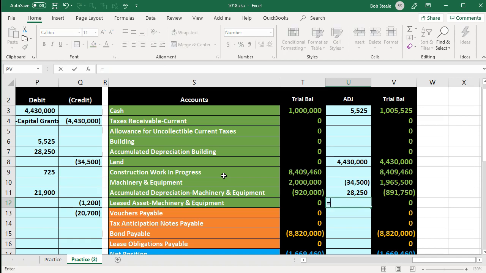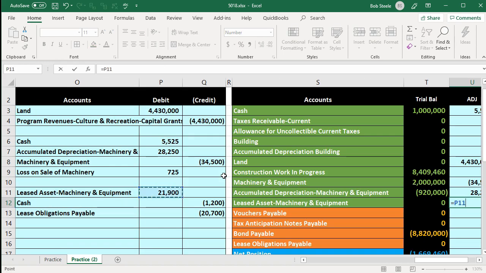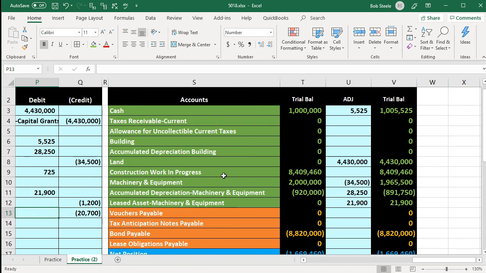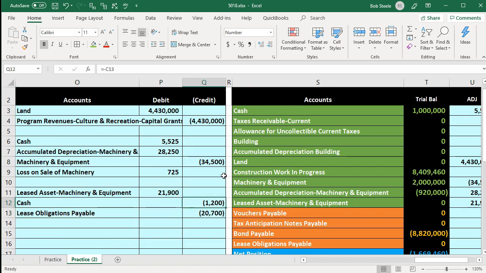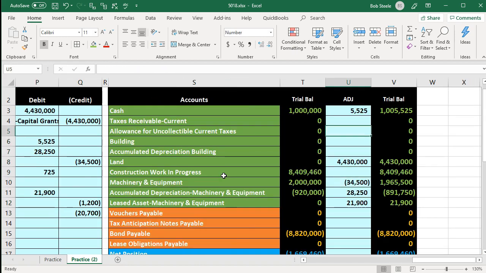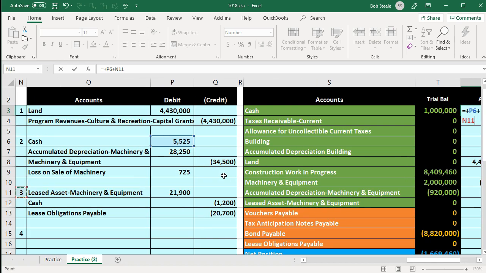Within U12, we're going to say equals and scroll back over and pick up that debit of the 21,900. Then we want to pick up the cash decreasing. So cash decreasing is going to be up top in U3. There's something in it. I'm going to go into it. I'm going to do that this time by hitting F2 just to practice that. Plus, and then I'm hitting F2 so I can use my scroll. I'm scrolling back down, so using the mouse a little less.